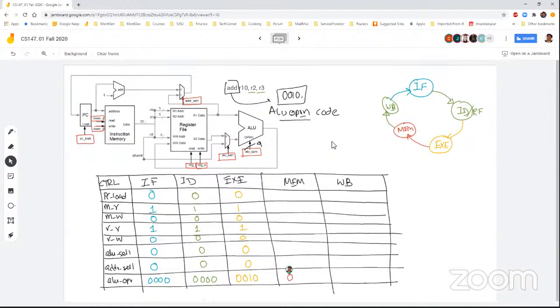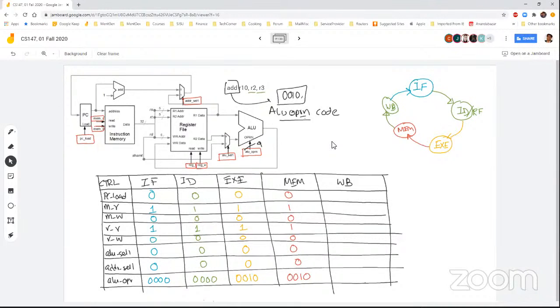We need to keep this operation code as this. We need to keep the ALU selection 1. We need to keep the register as a read mode. We'll keep the memory as read mode. PC load as 0, no reading, address selection doesn't matter, and we keep it 0.